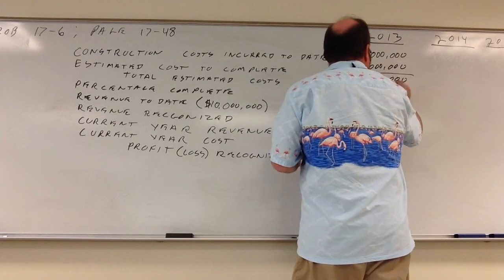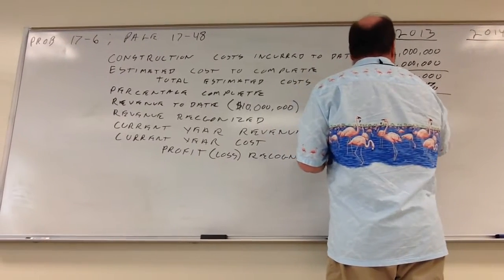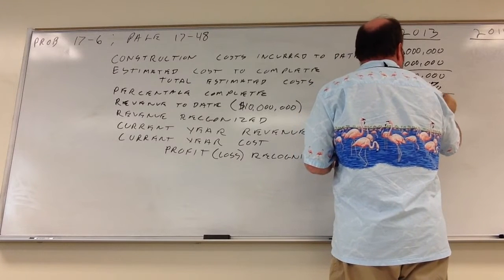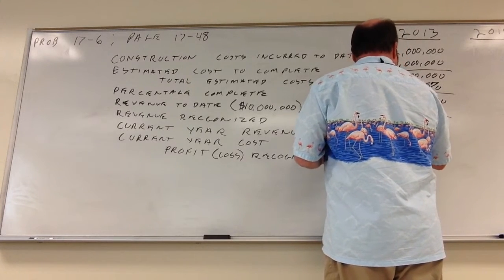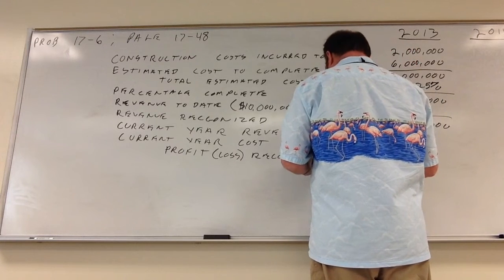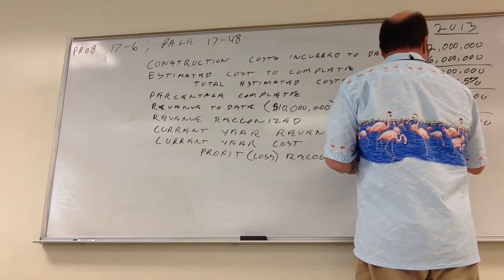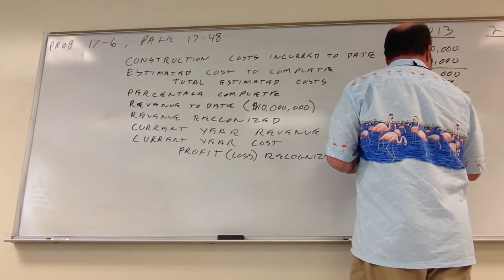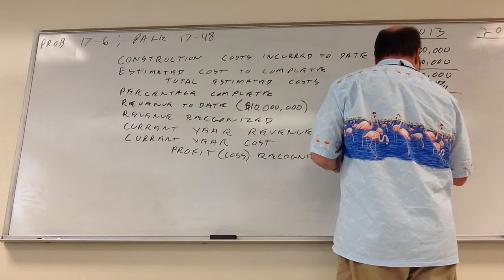So at the end of the first year, we're expecting to make $2 million on this contract. We're now 25% finished, which gives us $2,500,000 in revenue to date. We've recognized none of it. $2,500,000, with a current year cost of $2 million. $500,000 is the current year profit.